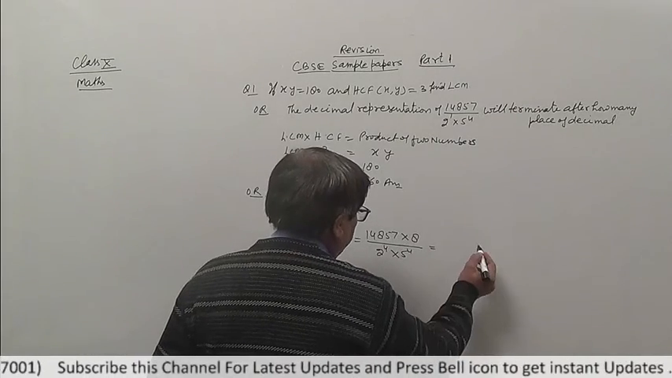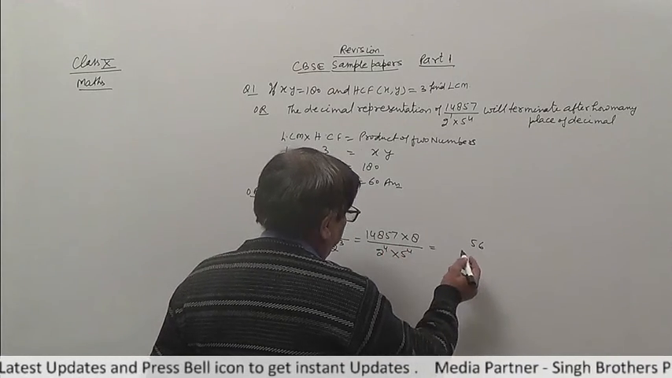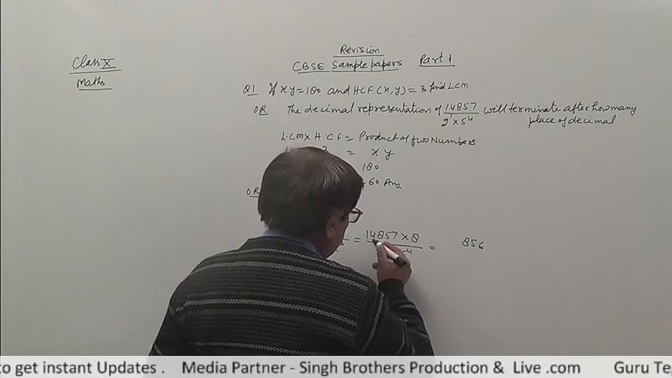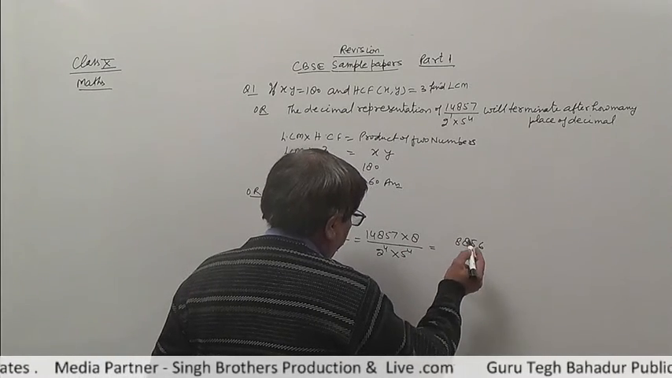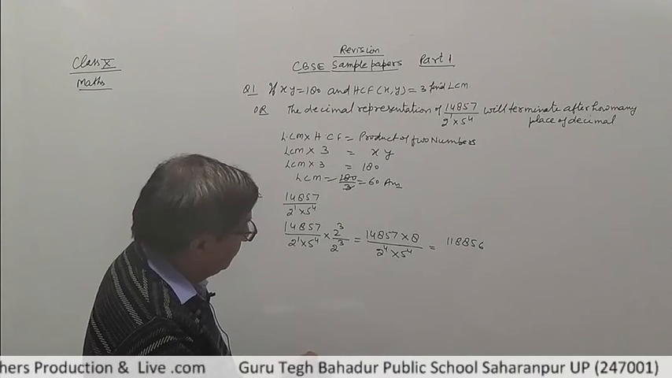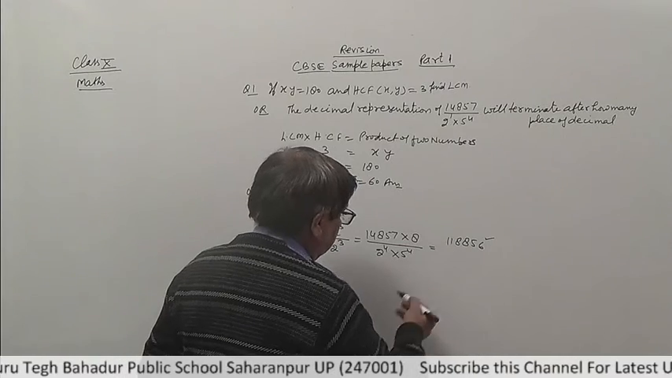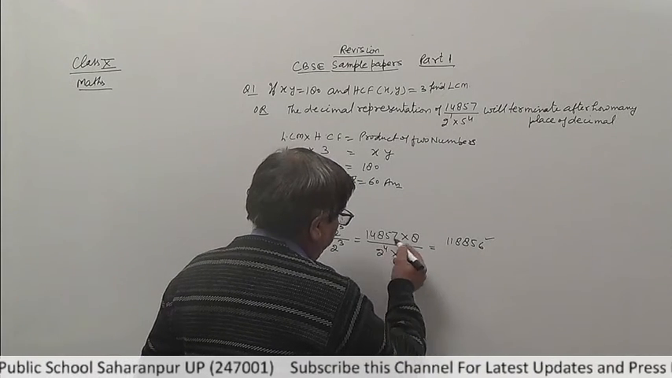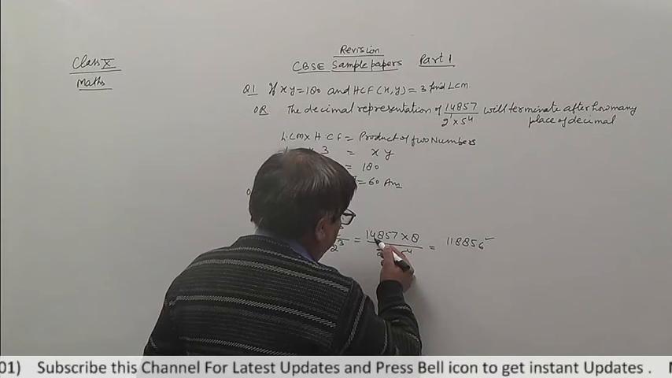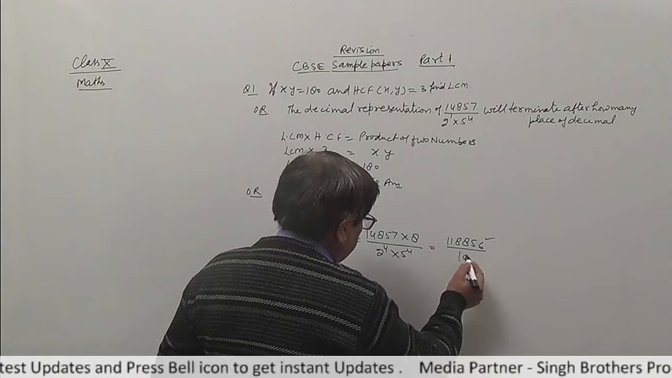So multiply it: 8 7 is 56, 8 5 is 40 and 5 is 45, 8 8 is 64 and 4 is 68, 8 4 is 32 and 6 is 38, 8 1 is 8 and 3 is 11, over 10 power 4.